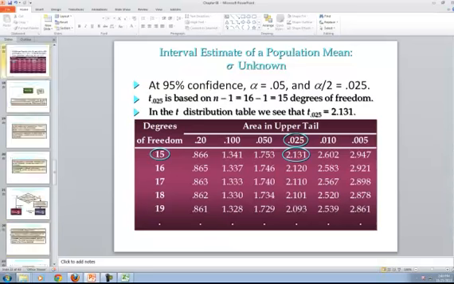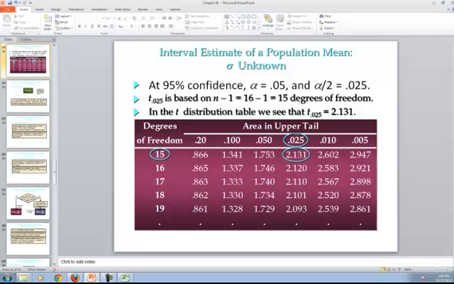Now look at the table. We are looking for the critical t, and that critical t will be the intersection of the degrees of freedom and the area in the upper tail. Remember, we want to be 95% confident. Hence, the area to the right and to the left must equal 5%, or each area must be equal to 2.5% or 0.025. Use your finger to trace the intersection, 15 from the column and 0.025 from the heading row. They intersect at 2.131. Hence, our critical t is 2.131.